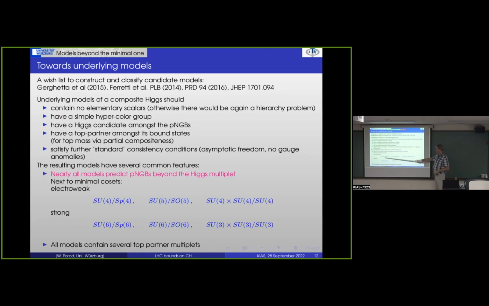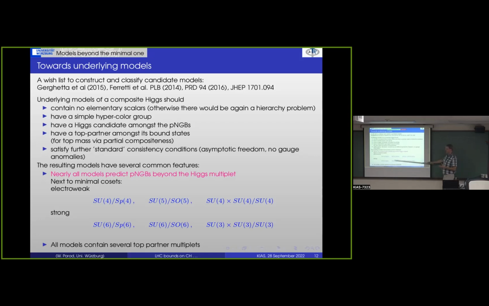One can classify the next 2 minimal cosets, which appear on equal footing, so to speak, which are the SU(4)/Sp(4) or SU(4)/SO(4). This has 5 BNGPs, same as beside the Higgs. The SU(5)/SO(5), which I will concentrate on, has 14 in total. And then you have the SU(4)² over the SU(4), which has 15 BNGPs. We do not consider this only for the electroweak sector, but also for the strong sector. And those are the 3 minimal realizations that you can get.